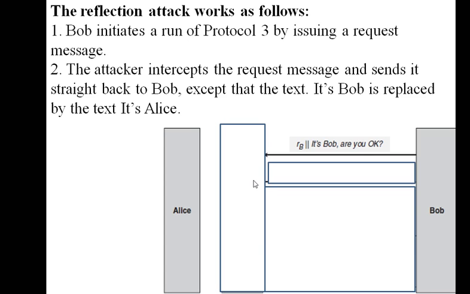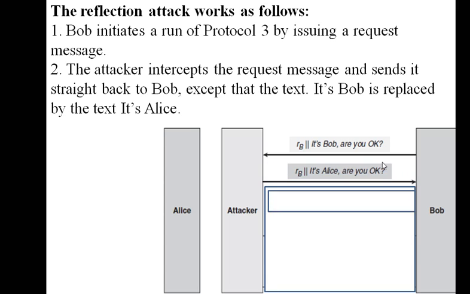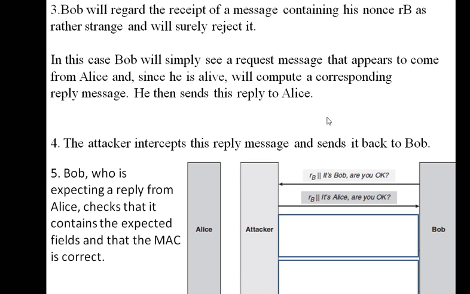The reflection attack works like this. Bob initiates a run of protocol 3 by issuing a request message. Then the attacker intercepts the request message and sends it straight back to Bob, except that the text "it's Bob" is replaced by the text "it's Alice." Bob would regard the receipt of a message containing his own nonce RB as rather strange and would surely reject it. In this case, Bob will simply see a request message that appears to come from Alice, and since he is alive, will compute a corresponding reply message.